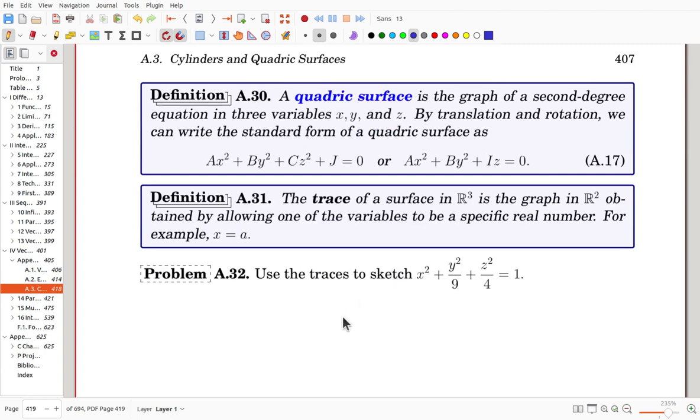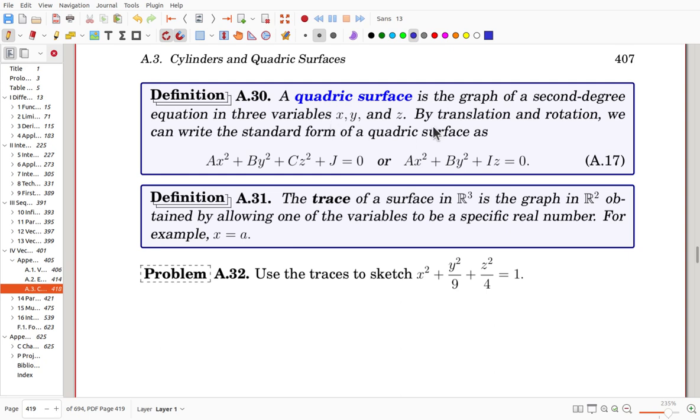A quadric surface is the graph of a second-degree equation in 3 variables, x, y, and z. That means that a quadric surface is the graph of a second-degree equation. A second-degree equation will involve a constant term, x, y, z, and second-order terms x squared, y squared, z squared, and xy, yz, and zx in the general equation.